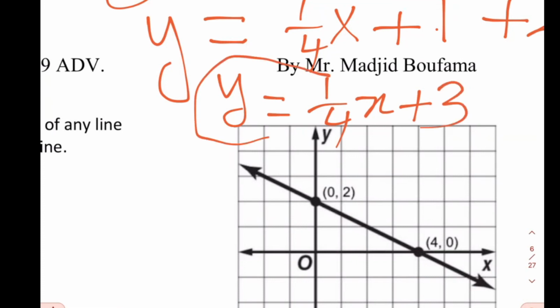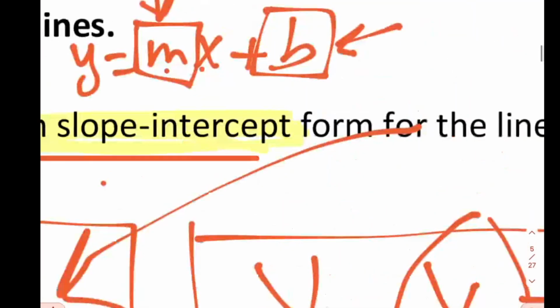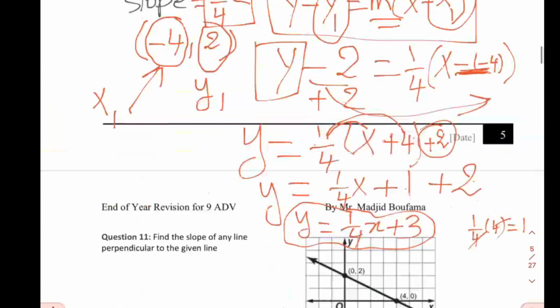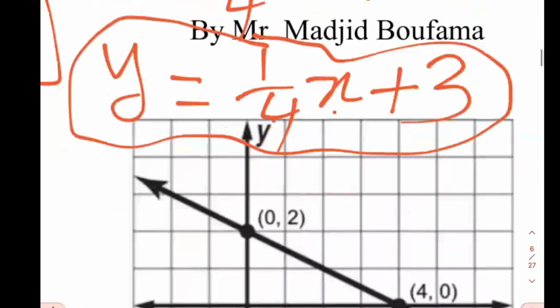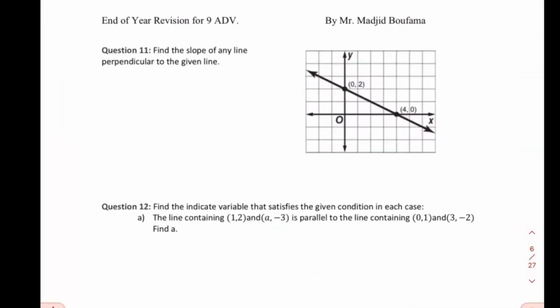This form is called slope-intercept form, exactly like what I said here. mx plus b. Can you see it? This is m and this is b. And that's it. Okay? Question 11.